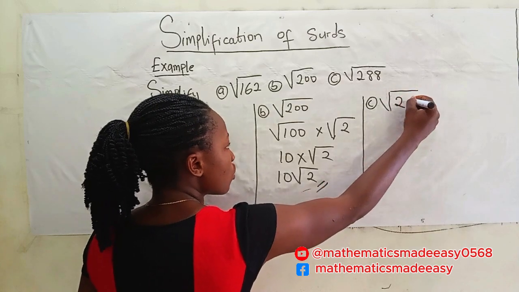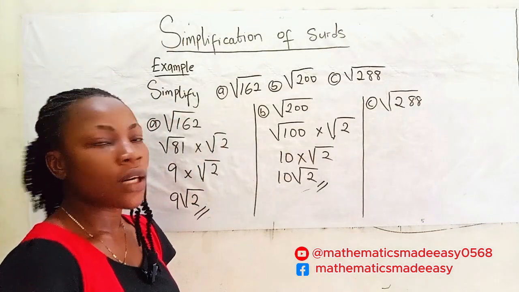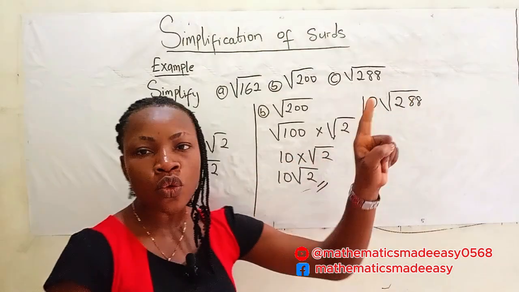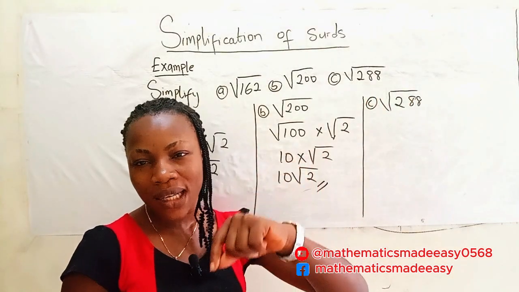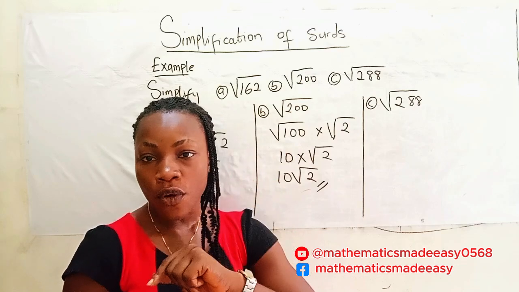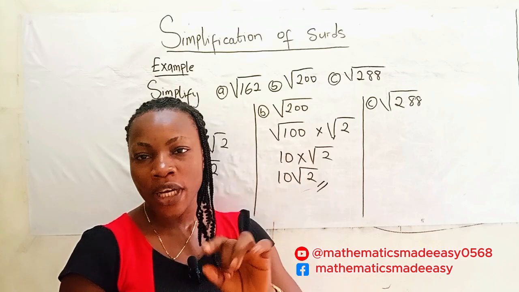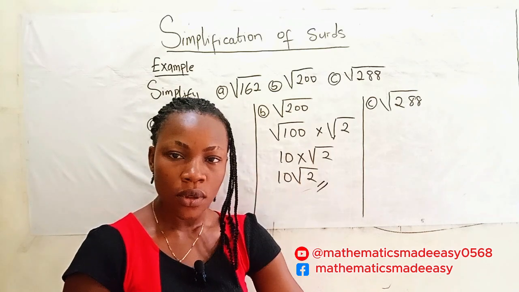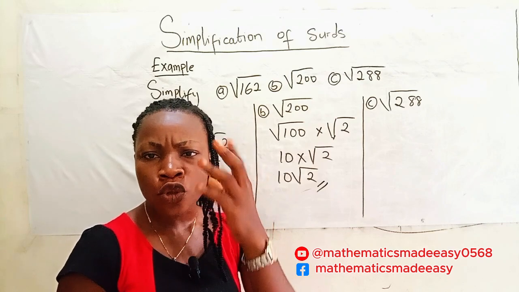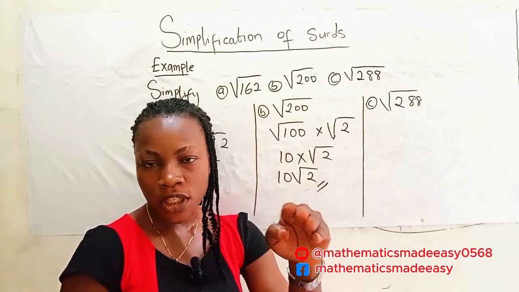All right. So for the last one, we have root 288. Now, the factors of this 288, where one is a perfect square, are going to be 144 and 2. The perfect square there is 144 because it's a multiple of 12. That is 12 times 12, 144.